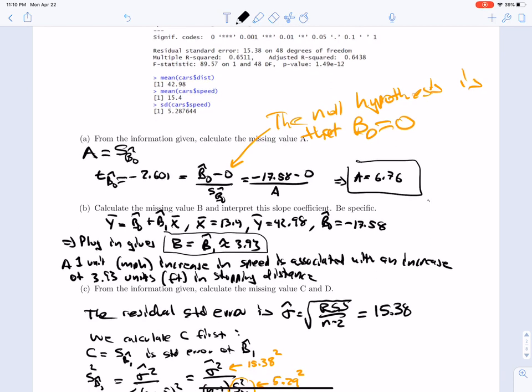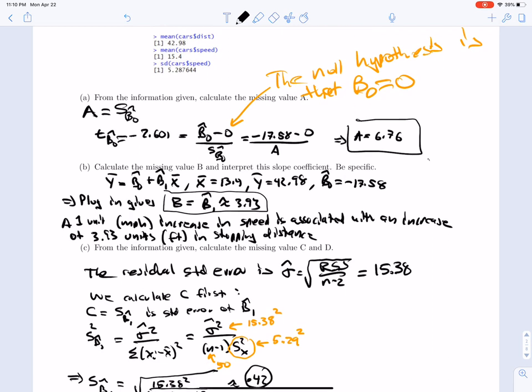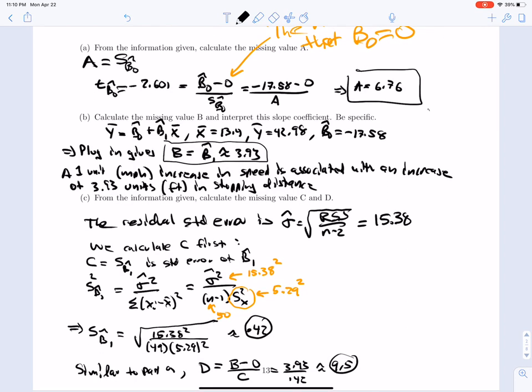So here we have lots of information. We know the mean of X and the mean of Y, and beta 0 hat. We can just plug that in and get beta 1 hat, so 3.93, and you can interpret it: a 1 unit mile per hour increase in speed is associated with an increase of 3.93 units in feet in stopping distance. That's an interpretation of what the 3.93 is. And then furthermore, we can find C and D.